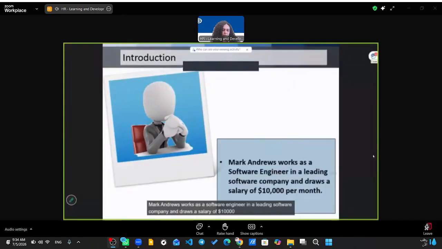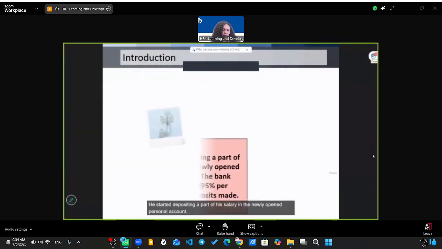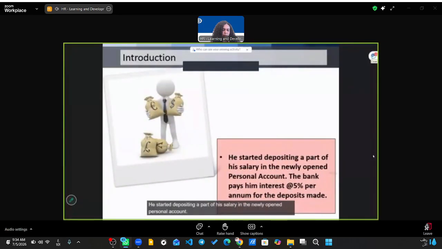Company and draws a salary of $10,000 per month. He recently opened a personal account at the National Bank near his home for operational convenience. He started depositing a part of his salary in the newly opened personal account. The bank pays him interest at 5% per annum for the deposits made.